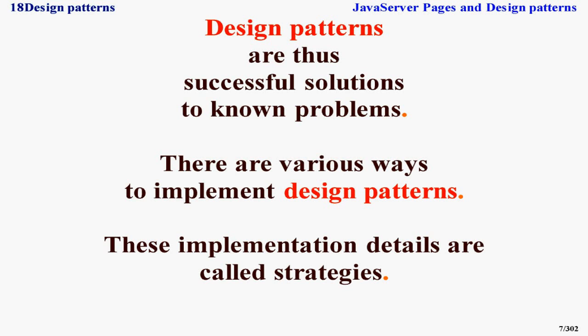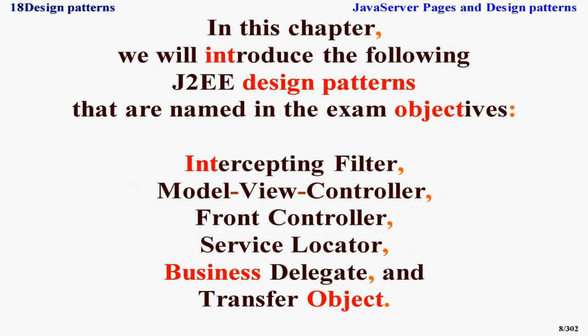There are various ways to implement design patterns. These implementation details are called strategies. In this chapter, we will introduce the following J2EE design patterns that are named in the exam objectives: Intercepting Filter, Model View Controller, Front Controller, Service Locator, Business Delegate, and Transfer Object.